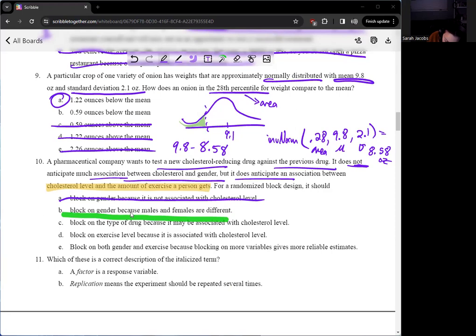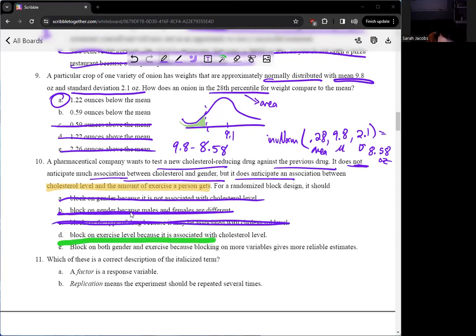Block on gender because males and females are different. Again, we don't think that gender is affecting cholesterol much. Block on type of drug? Definitely no. The type of drug is what we're interested in, what we're testing. We don't want to block on what we're testing. We're blocking so we can make sure we're testing a little bit of both in the different blocks. So we never block on what we're testing. Block on exercise level because it is associated with cholesterol level. That's pretty good.